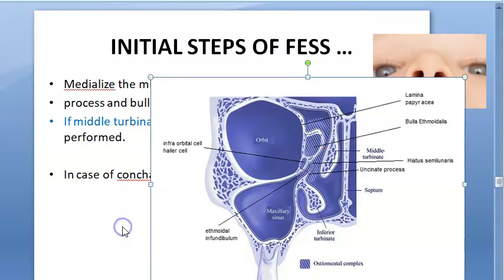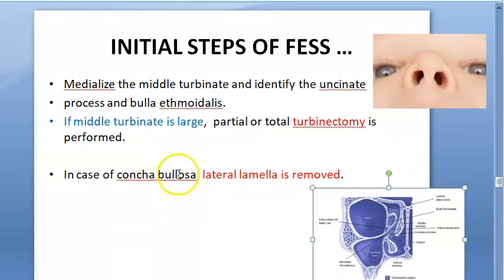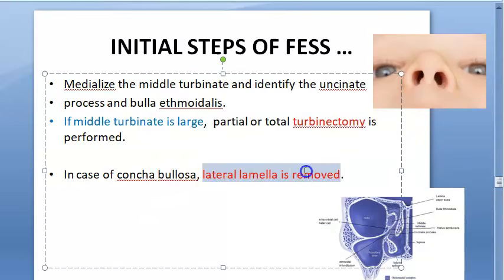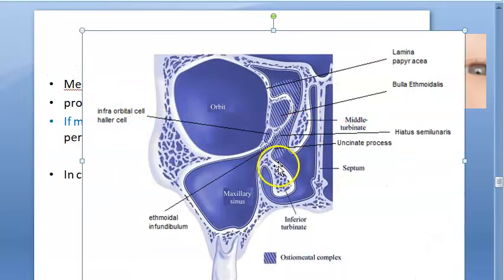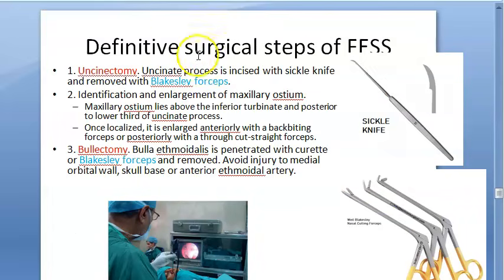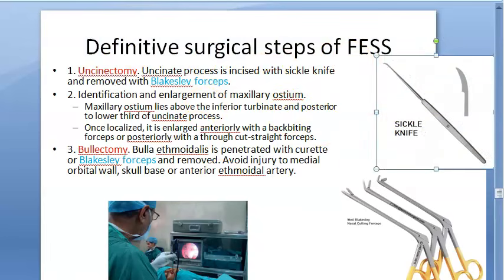Okay. So middle turbinate, they can do partial, total turbinectomy if required. They can remove the lateral lamella if there's a concha bullosa. Okay. So these are all initial steps. They have made their way through. So middle turbinate, etc. They have made their way through. They have seen the bulla ethmoidalis and the uncinate process, everything they have done. Now we will go to the definitive surgical steps of this functional endoscopic sinus surgery.